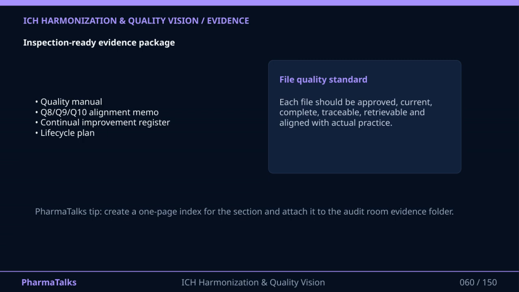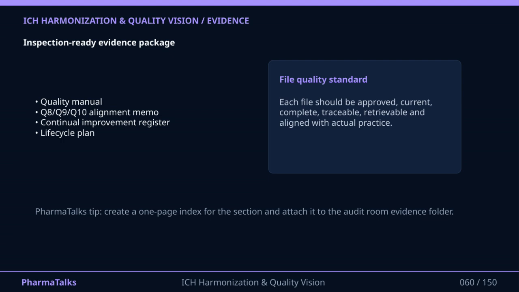A helpful tip here is to create a one-page index for each section, which you can attach to the audit room evidence folder. This makes it much easier for auditors to navigate and verify your documentation. Paying close attention to these details ensures your quality management system is fully aligned with ICH requirements and inspection ready at all times.